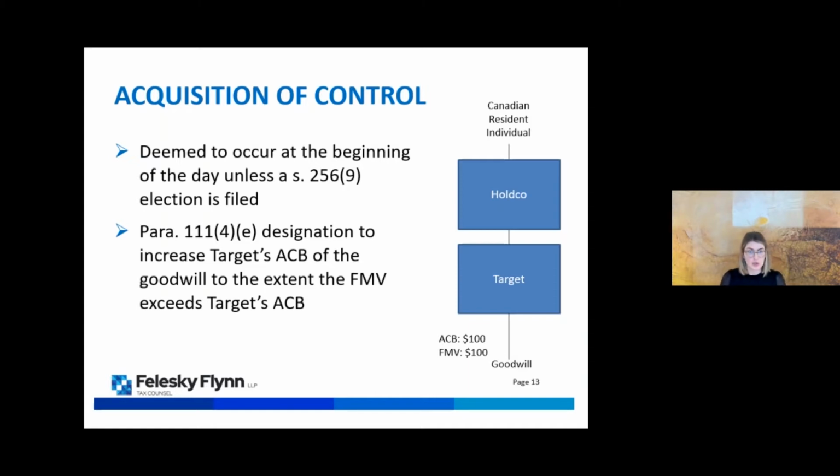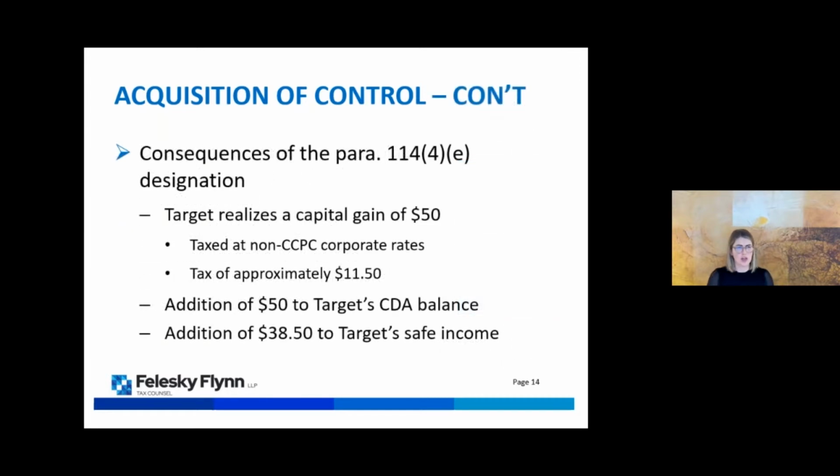So when there is an acquisition of control, paragraph 111.4(e) permits a taxpayer to designate certain capital properties to be deemed to have been disposed of and reacquired, subject to certain restrictions. But at a very high level, the designation permits the target to increase the ACB of its asset, in our case, the goodwill, up to the extent that the fair market value exceeds the target's ACB. So in our case, we can bump up the ACB of the goodwill to $100. So what are some of the other consequences of this designation? Well, the target will realize a deemed disposition of its goodwill, which will result in a capital gain of $100 and a taxable capital gain of $50.